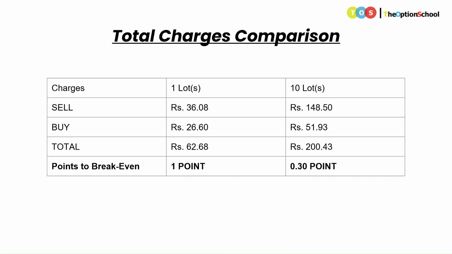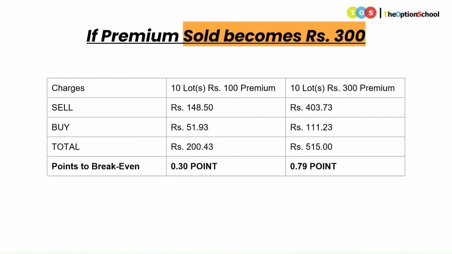So obviously, if a trader is doing multiple lots, may not be 10 because that requires high margin, but even if you are doing, instead of one lot at a time, 3 to 4 lots at a time, the overall cost gets reduced considerably. Since the cost is dependent upon the total premium we have sold in options, I've just compared another thing: if I'm doing 10 lots with 100 rupees premium buying and selling both, and if I am doing 10 lots with 300 rupees premium buying and selling, there is a decent difference.